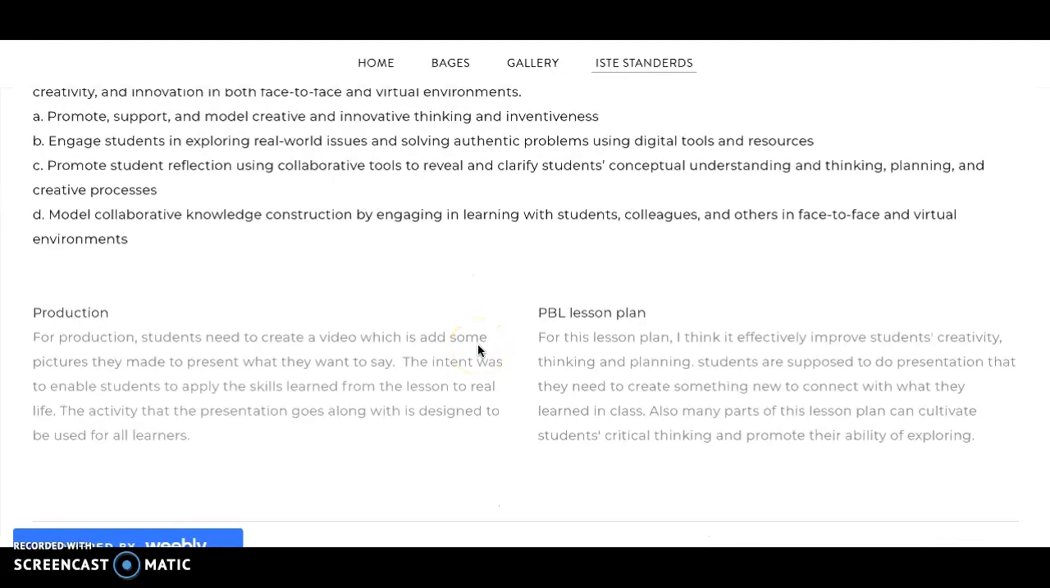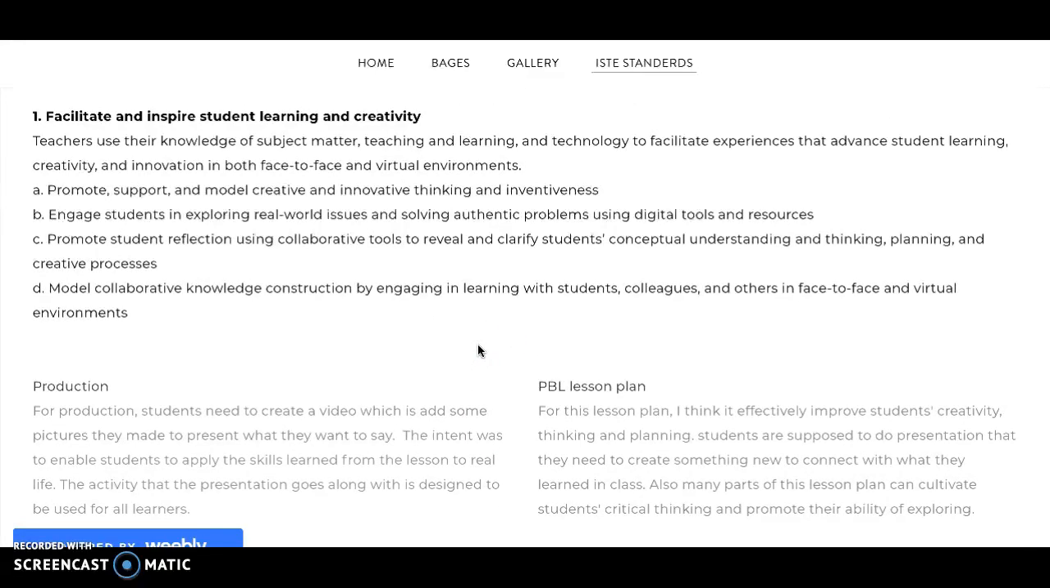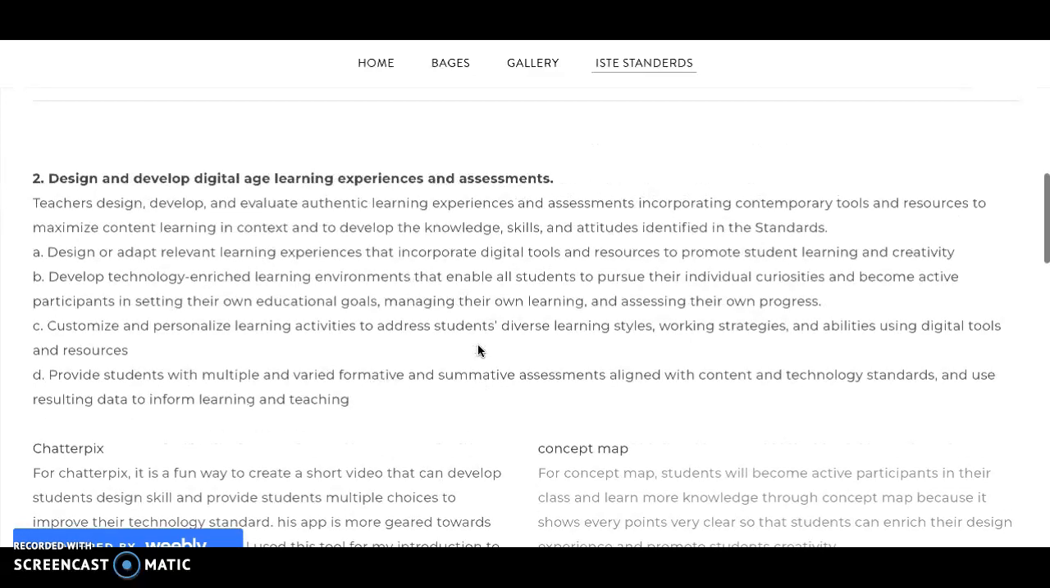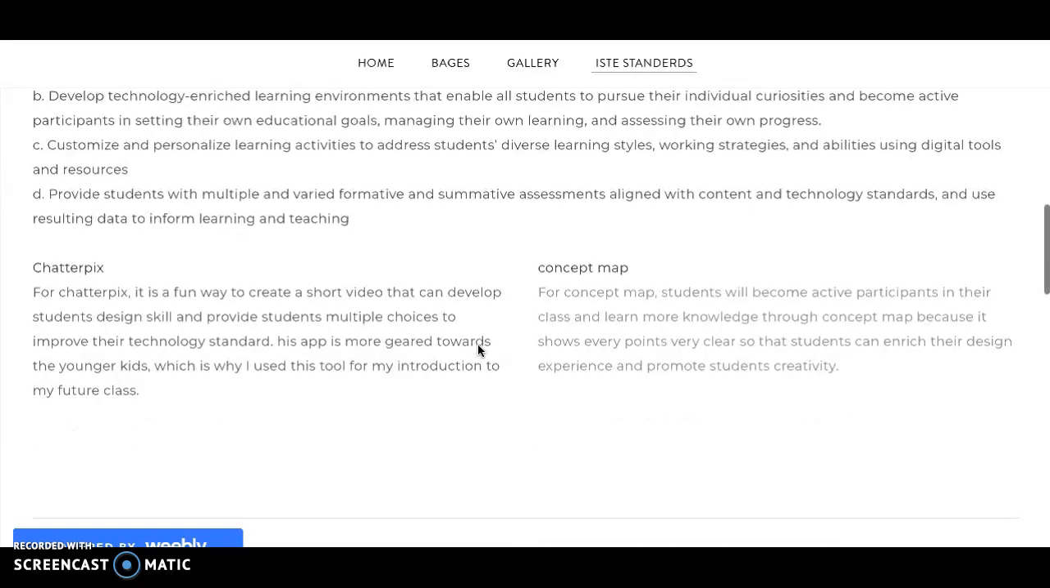So like this page, I show that my production and PBL lesson plan is connected with the first point, also like the following points. So I think this is a fun way.